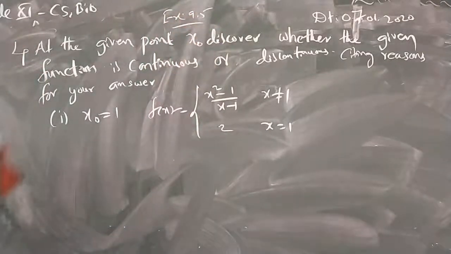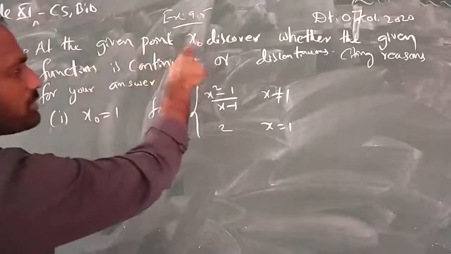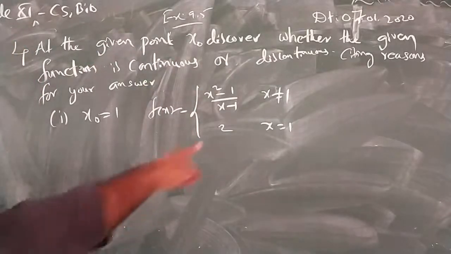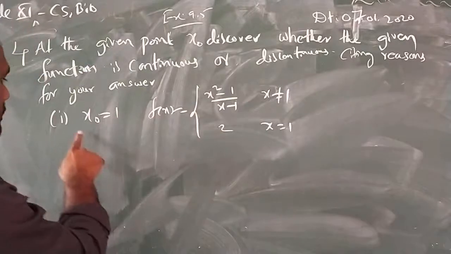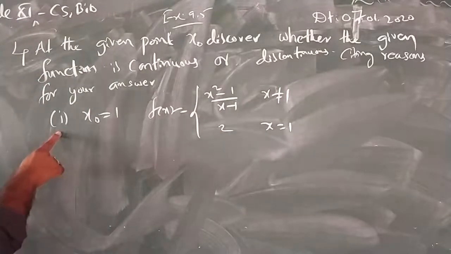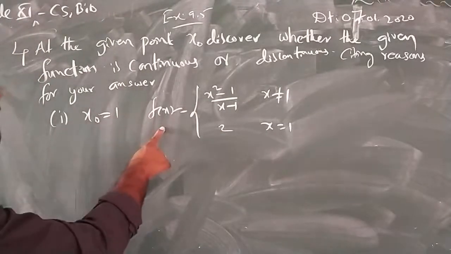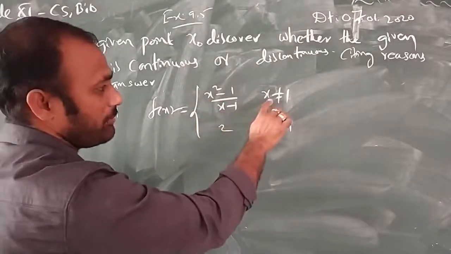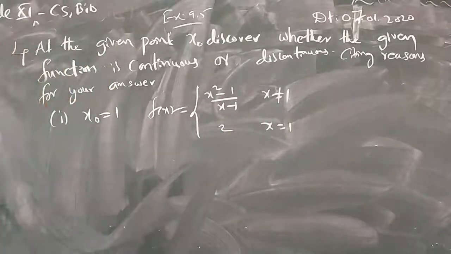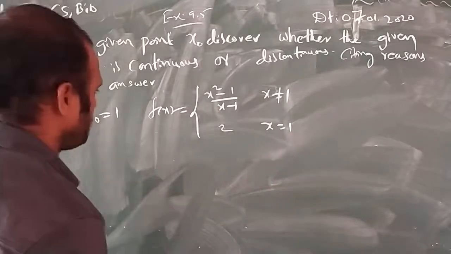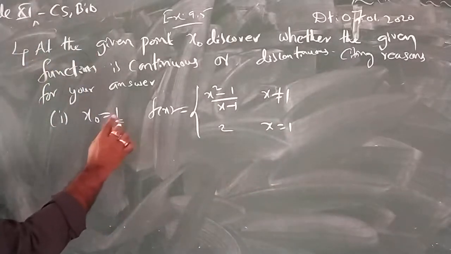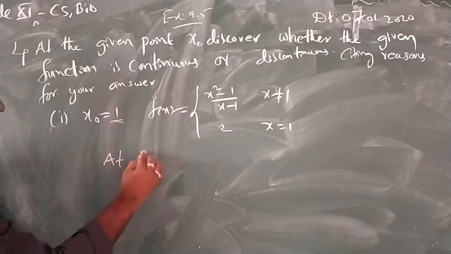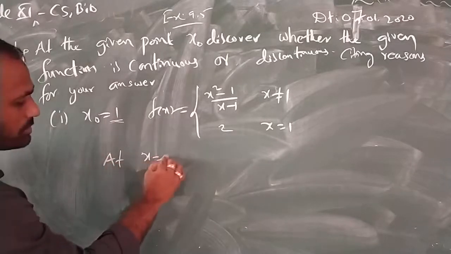So the question is, at the given point x0, discover whether the given function is continuous or discontinuous, citing the reasons for your answer. So we are doing the first subject. x0 is equal to 1, f of x is equal to x square minus 1 by x minus 1 if x is not equal to 1, and 2 if x is equal to 1. So it is asking us to check the continuity at one value, so at x is equal to 1.